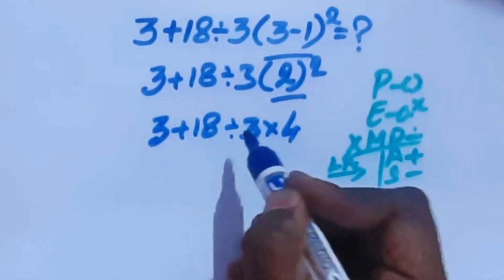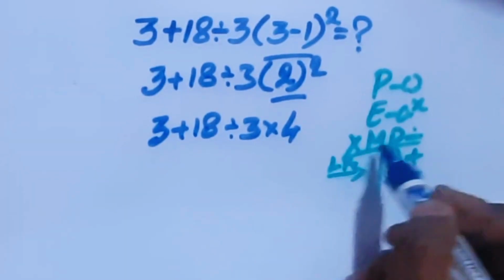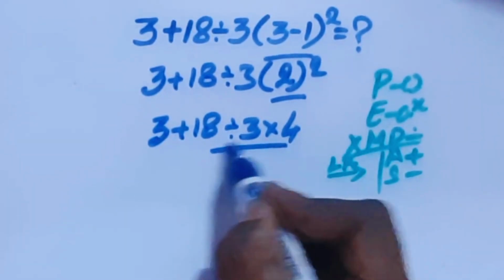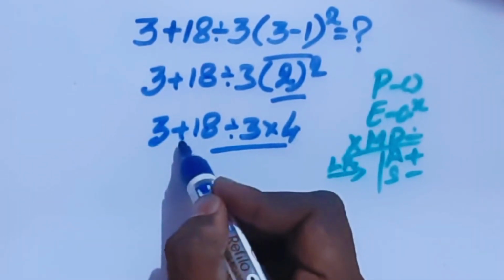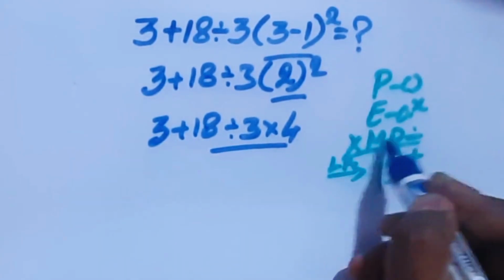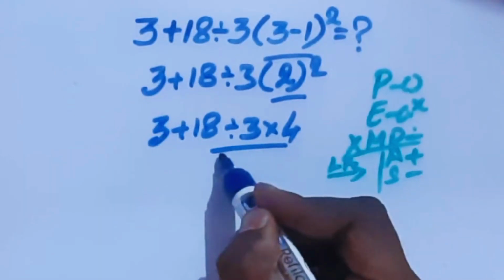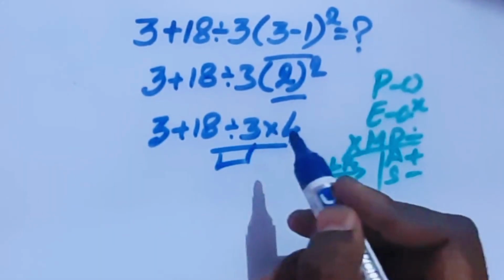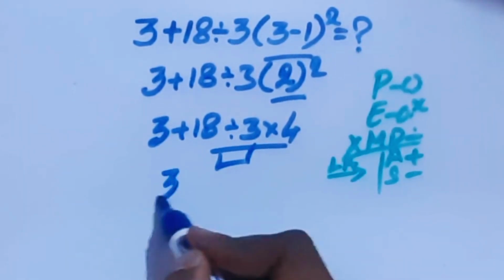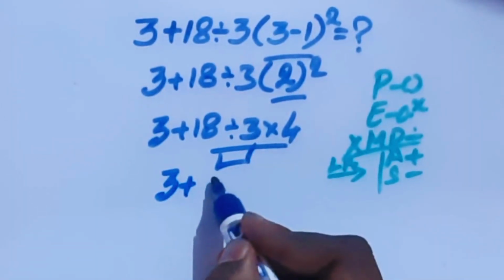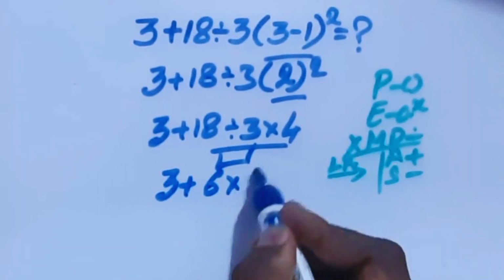Here we have addition, division and multiplication. The next priority is multiplication and division, so we have to do the multiplication and division before this addition. Here multiplication and division are equal priority. For this equal priority we have introduced left to right. Here left to right is 18 divided by 3. So here 3 plus 18 divided by 3 is 6, times 4.